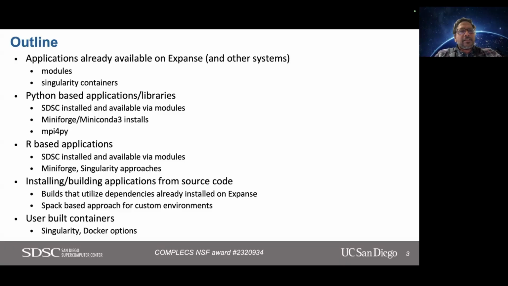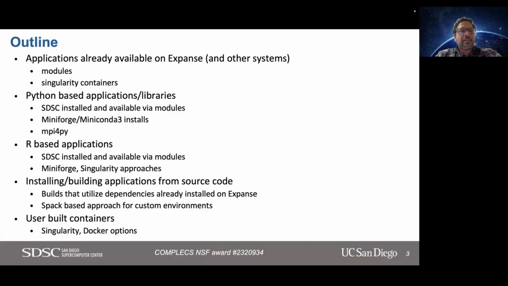The outline is essentially going to progressively go from the simplest options to building applications from source and building containers at the end. Basically, we'll start off by looking at things that are already available on Expanse or on any other systems that you access. So, for example, things in modules and containers that are already available on the system.